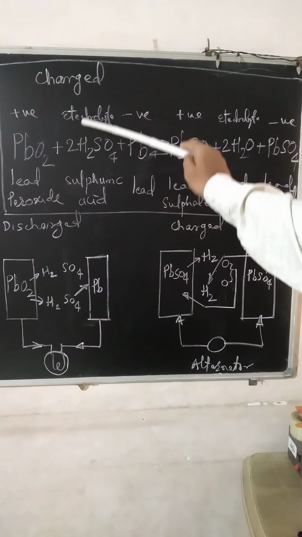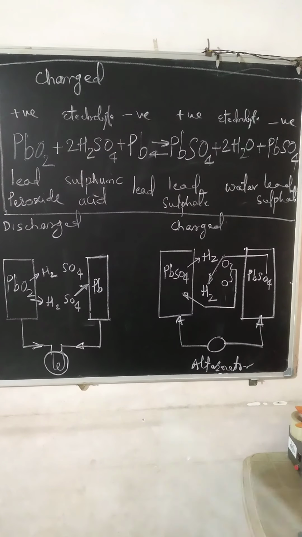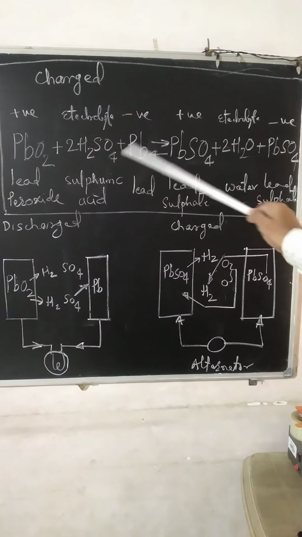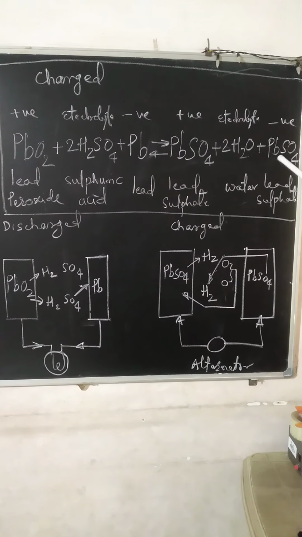So when it is charged, this is how it is, and when you discharge it, the positive plate will be converted into PbSO4, that is lead sulfate, and the negative plate is also converted into lead sulfate, PbSO4, and the sulfuric acid is split into water.